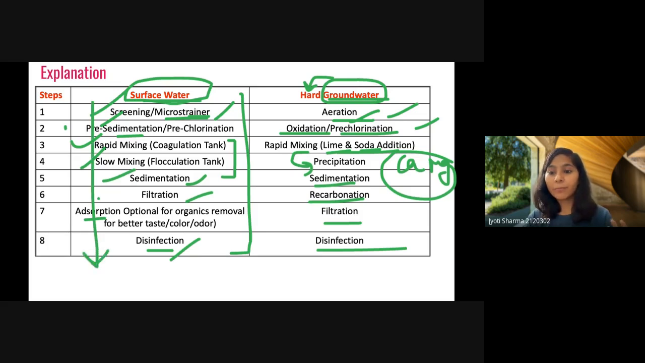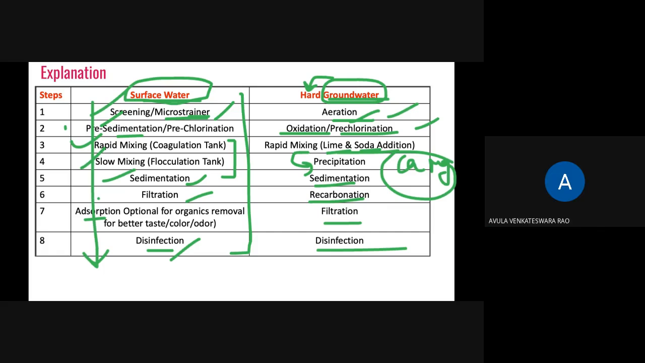If you have any problem right now, you can let me know. Otherwise, we can go with this MCQ. Is it clear? Can anybody write in the chat box whether it is clear? Yes, ma'am. Okay, thank you so much.